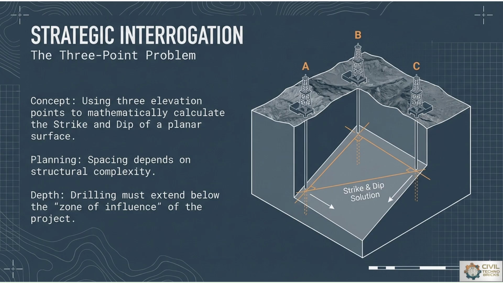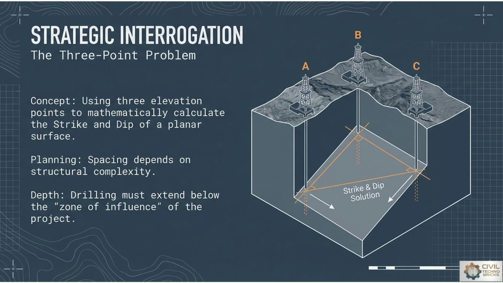So, why are we doing this? Because if we are planning to mark a tunnel alignment, we must know all the activities beneath that earth surface or beneath those rocky layers. So spacing depends on structural complexity and depth, which is, the drilling must extend below the zone of influence of the project. If the tunnel is influenced by leakages, then that site is not suitable.